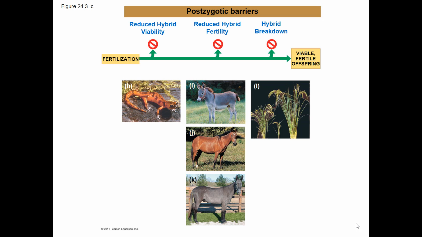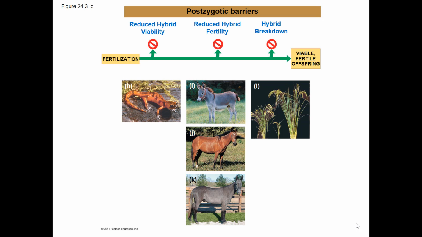The other one is called hybrid breakdown. And in hybrid breakdown, you have viable, fertile offspring. So they survive just as well. They reproduce just as well. But there's just the species that forms has basically a clock on it. There's only a certain number of generations that can form before that new species goes extinct.